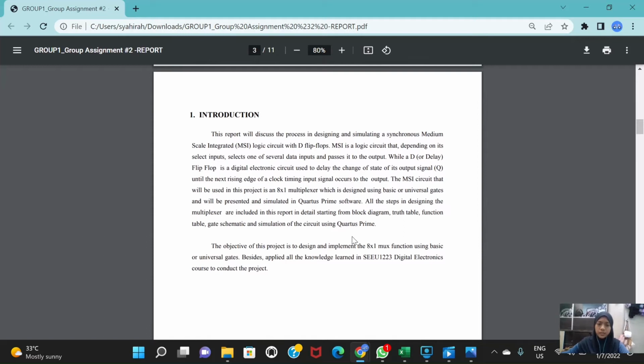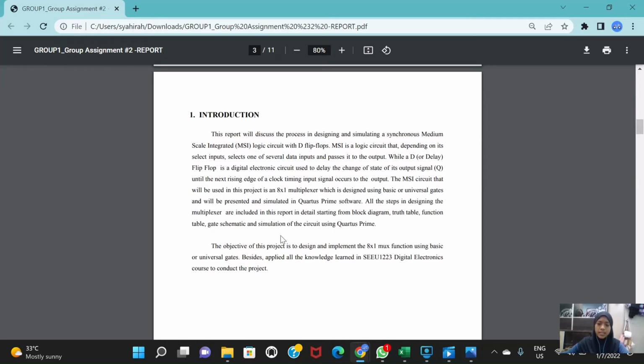So first, for the introduction, in this report, we will discuss the process in designing and simulating a synchronous medium-scale integrated MSI logic circuit with D flip-flops. For this project, the MSI circuit that we use is an 8 times 1 multiplexer, which is designed using basic or universal gates and will be presented and simulated in Quartus Prime software.